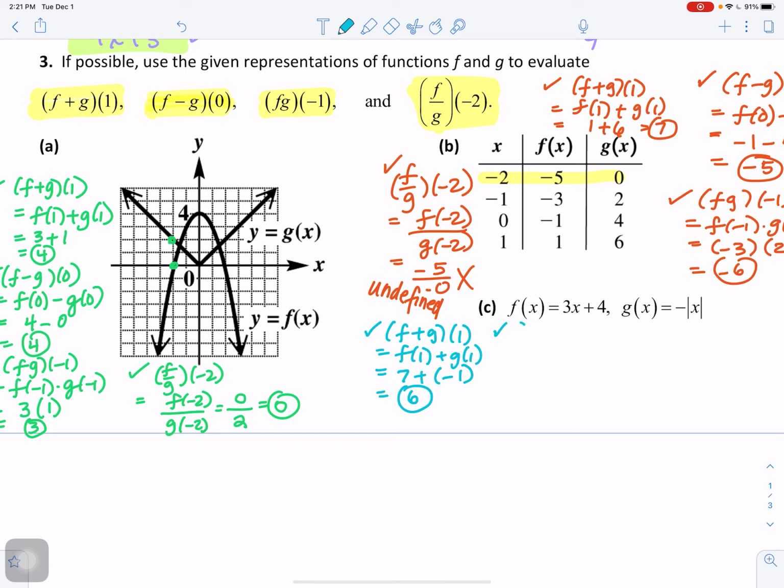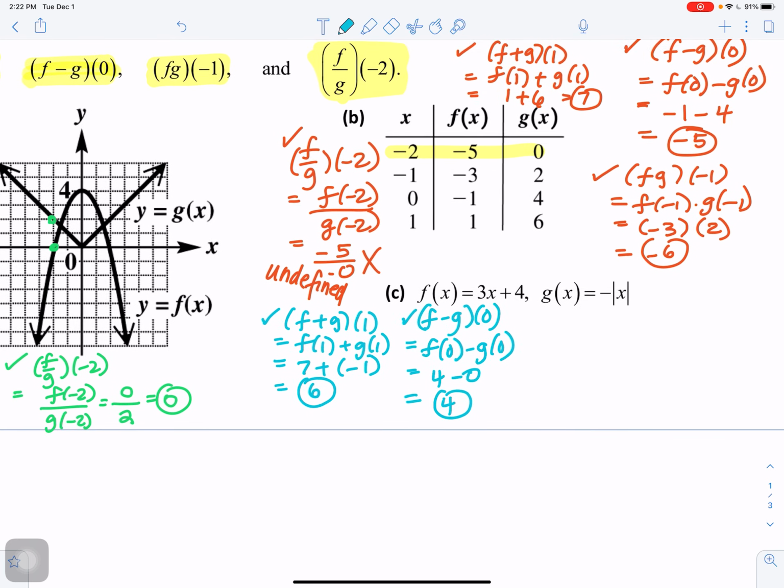Let's go to f minus g of 0. We like to work with 0 because sometimes the answers are a little trivial. So f of 0, if I put 0 into there, it's 3 times 0 plus 4. So that's just equal to 4. Minus, and g of 0, the absolute value of 0 is 0, and the opposite of 0 is still 0. So that's equal to 4 minus 0, which is equal to 4.